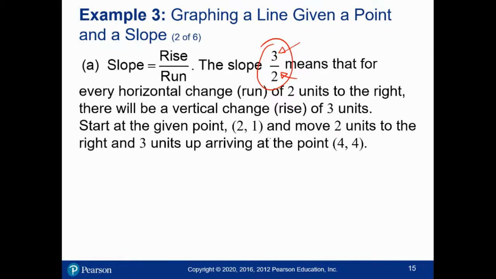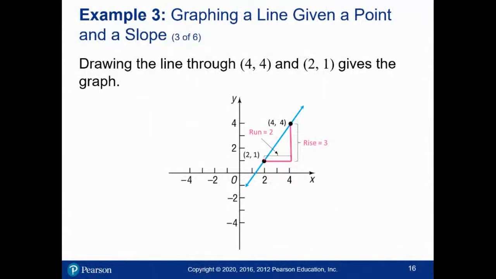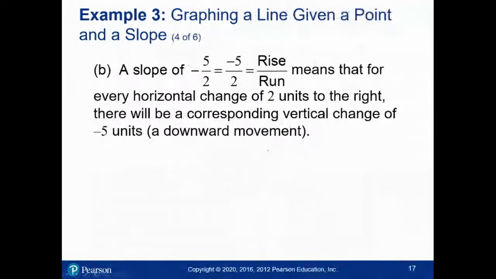So we're going to start at (2, 1). Make a horizontal change of 2. Well, if I started at 2 and I change by 2, I end up at 4. And I know that my delta y should be 3. So if I start at 1 and I change by 3, I should end up at 4. So we start at (2, 1) and we stop at (4, 4). And now I just draw the line connecting them like that. And there's the line going from (2, 1) to (4, 4).